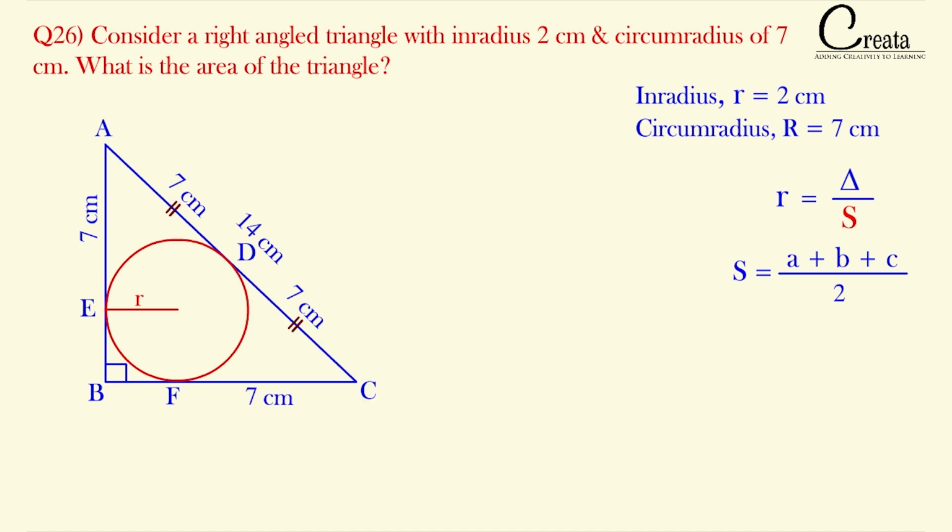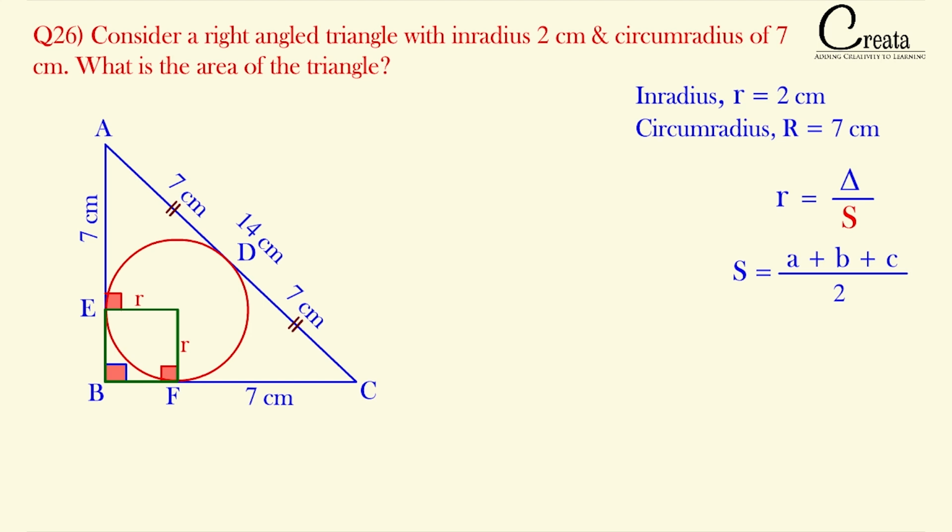Further, the radius and the sides of the triangle are perpendicular to each other. Why are they perpendicular? Because the radius and tangent make an angle of 90 degree with each other. So the radius, that is the inradius, and the sides of the triangle, that is the tangents, will be perpendicular to each other. So this angle will be 90 degree. Further, ABC is a right angle triangle, that is angle B is 90 degree. So these two line segments and these two line segments will be parallel to each other.